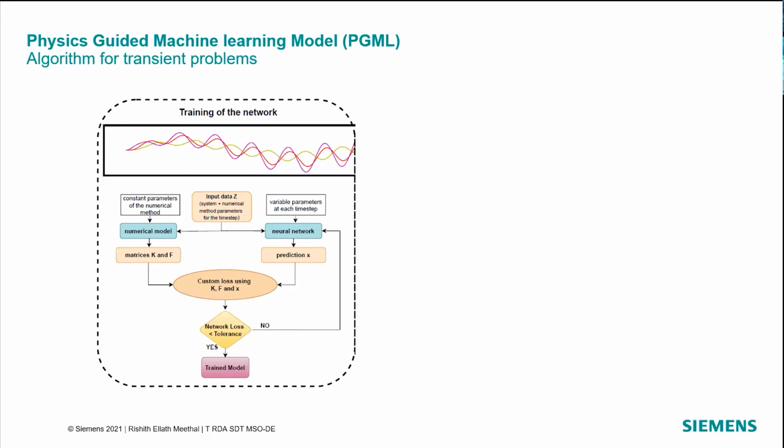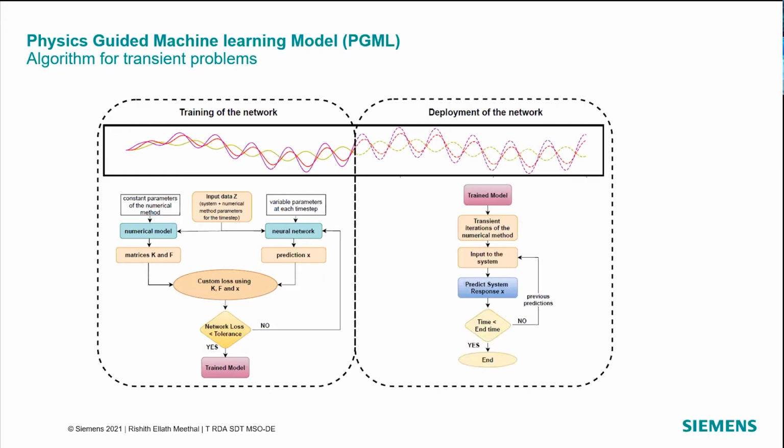From these values, the stiffness matrices, force vector and the prediction, we can calculate the residual, the discretized residual for this particular time step. And we can backpropagate this residual on the neural network to learn the neural network parameters. This way, we can embed the physics into the learning process. And once we have a trained neural network, we can deploy it for predicting the rest of the simulation.